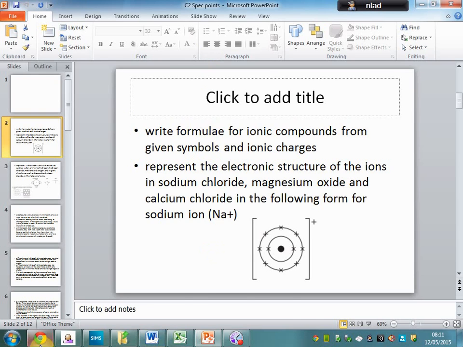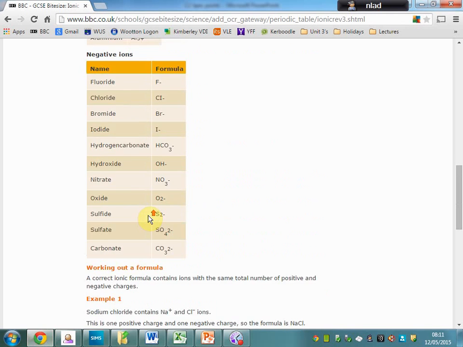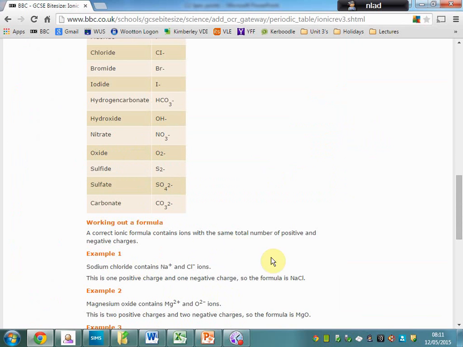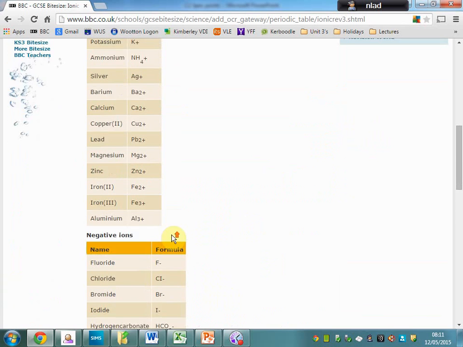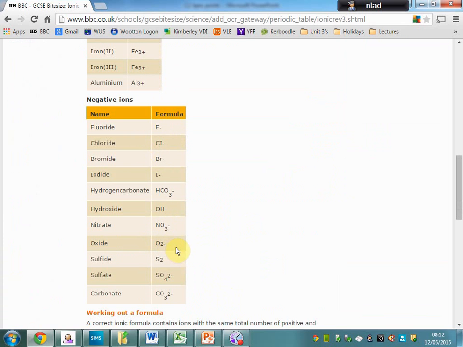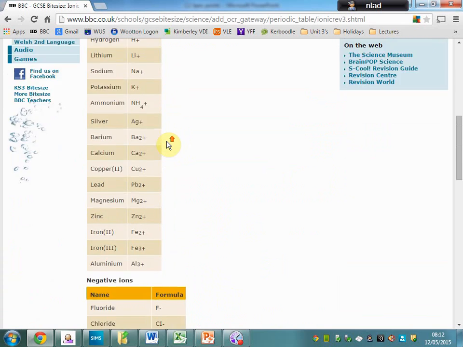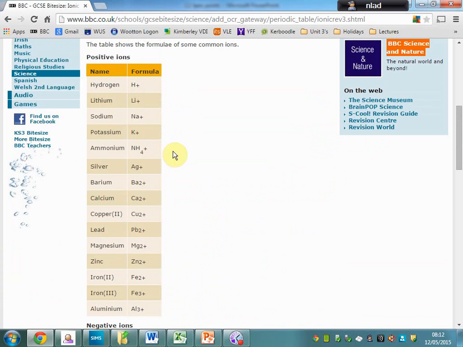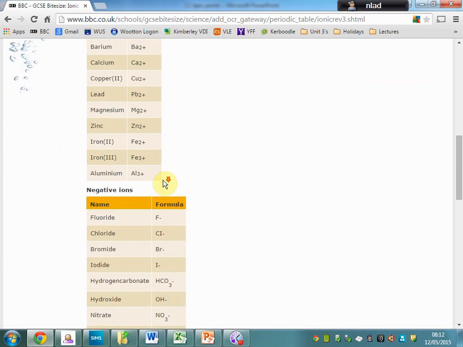Let me just show you something from the Bitesize website that actually goes through this. If you search that term in Google, it comes up as one of the first websites. You'll be given a data sheet in the exam, which has the names of ions and their formula with the symbol, and you can see the positive ions and the negative ions. When it comes to the formula, the overall charge has to end up being 0. So the positive charges have got to cancel out with the negative charges.